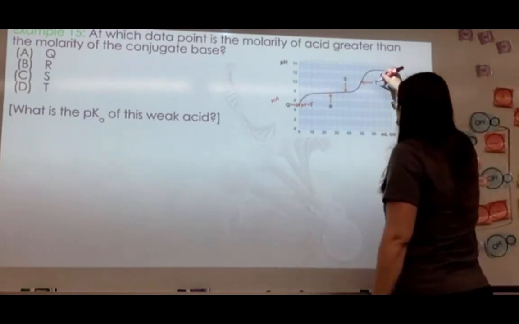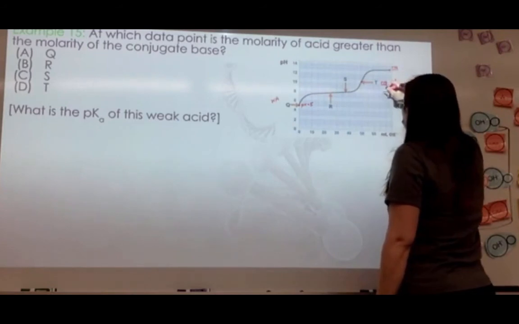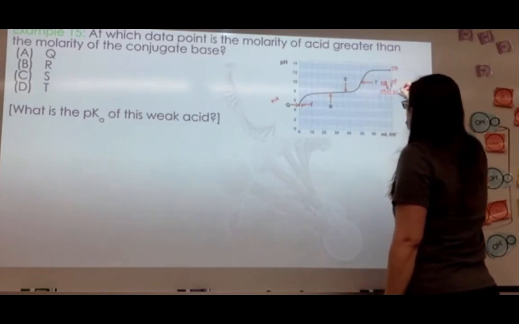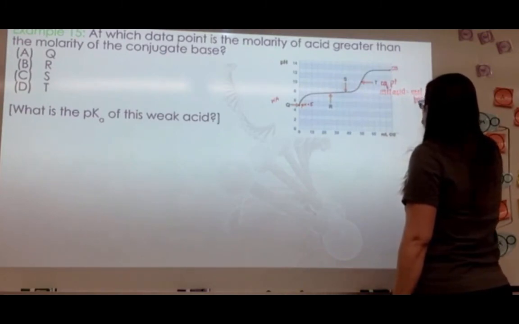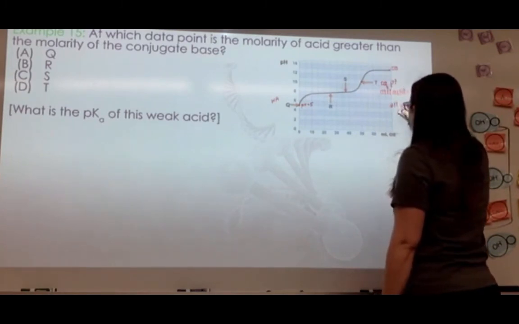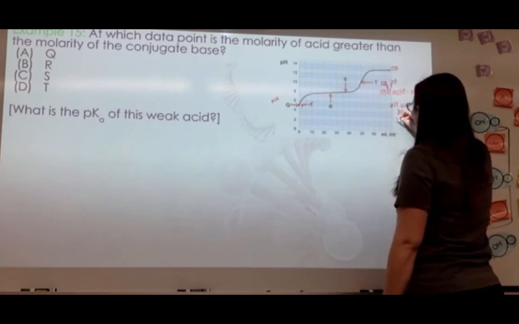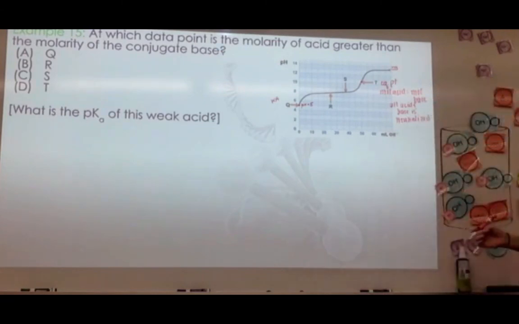So I know at point T, this is the equivalence point. At the equivalence point, moles of acid equals moles of base, and all acid and base is neutralized. So the acid is gone. At point T, the acid is gone. At point T, it's like this in the container. Water and conjugate base.